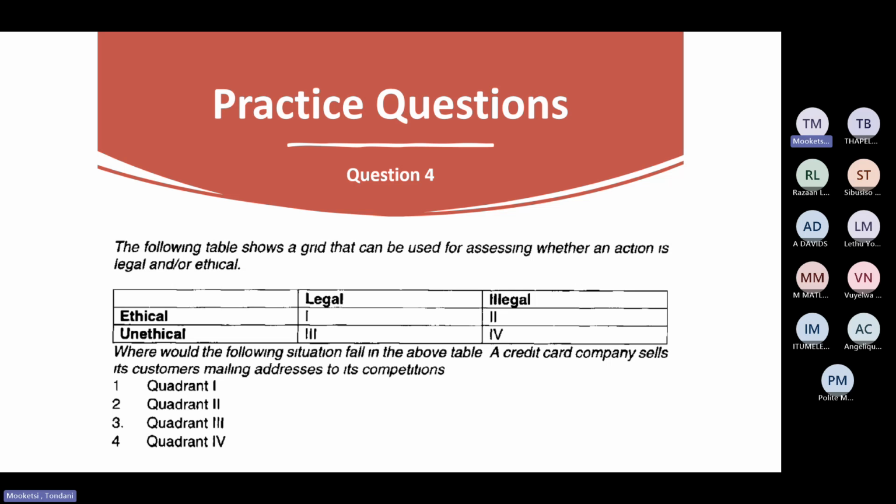Then question 4. The following table shows a grid that can be used for assessing whether an action is legal and or ethical. So you can just look at the table. Then the question is, where would the following situation fall in the above table? The situation is a credit card company sells its customers' mailing addresses to its competitors. Where does this fall? Is it legal or illegal? Is it ethical, unethical? Which quadrant does this situation fall in? A credit card company sells its customers' mailing addresses to its competitors.